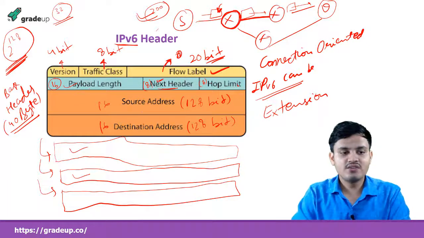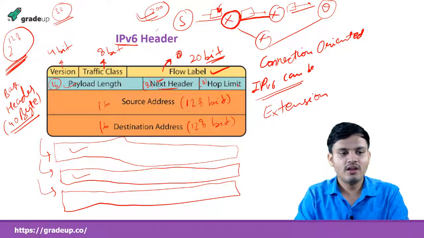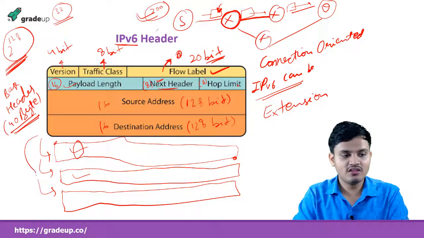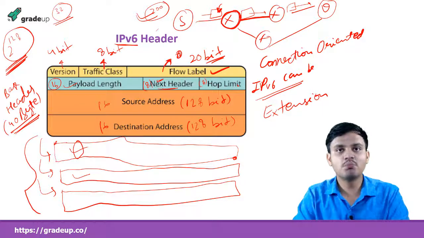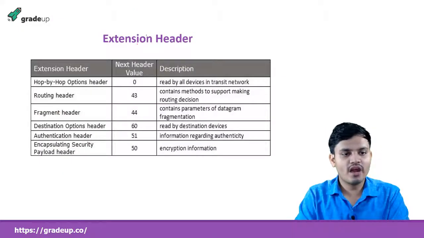As we do not have header length here. Why do we not have header length here? Because it is fixed 40 byte. But these extension headers may have header length, so that we can determine it. But this payload length will consist of the extension header length plus payload data. It will contain both.